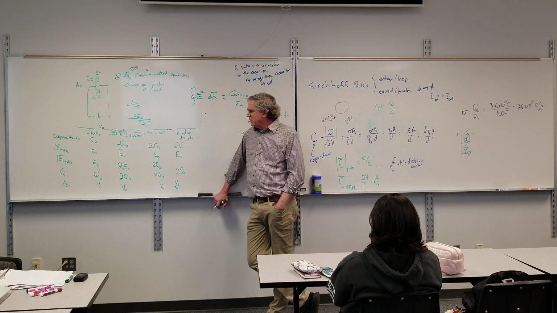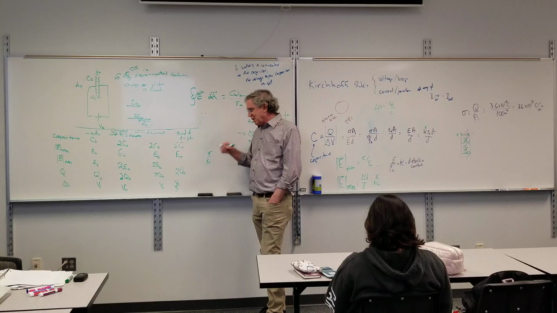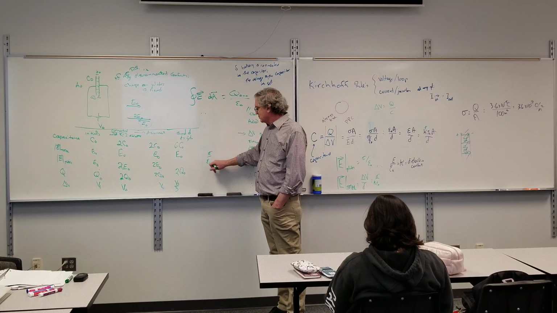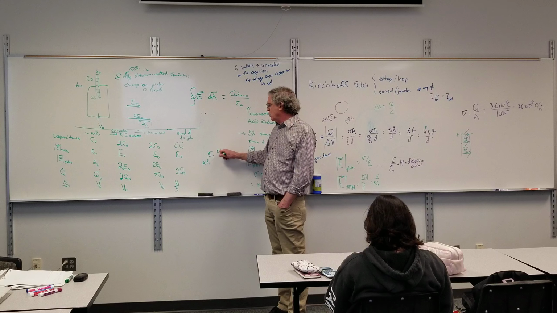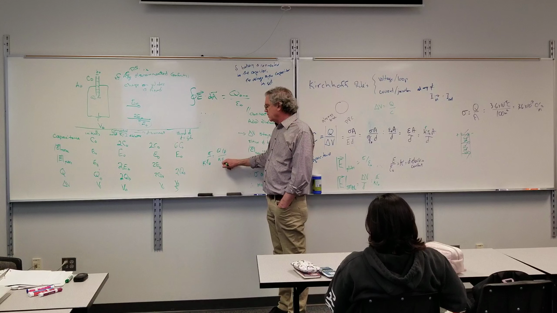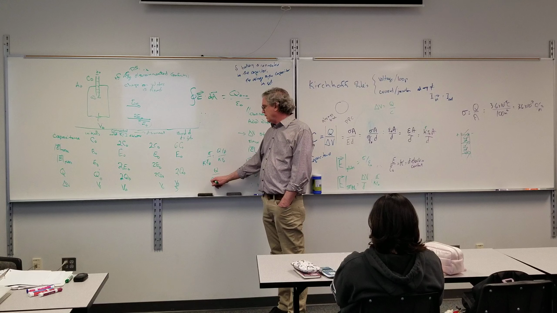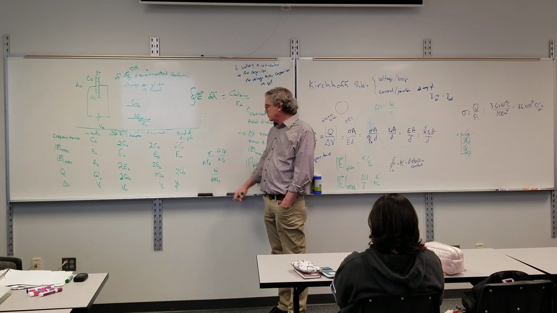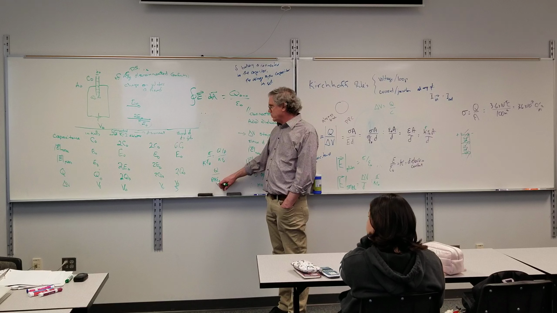Well, I know that from the plates, it's sigma over epsilon sub naught. Or actually, kappa epsilon. Sigma is Q over A. Kappa epsilon sub naught, that's right. Isn't that the total? So it's Q over A kappa epsilon sub naught, that's total. Okay. So Q is twice what it was before. K is twice what it started with.